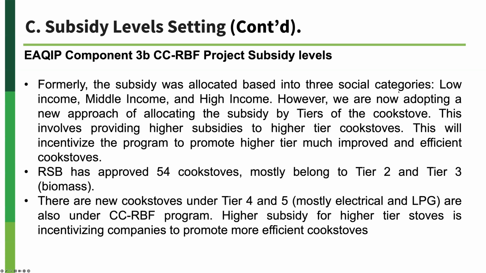And of course, the subsidy level we set was offering. Basically, in our program we are in transition, where we used to have the subsidy allocated based on social category: low income to be highly subsidized, then middle income and higher income. However, now we are adopting a new approach of allocating the subsidy based on tier categories, meaning the cleaner the stove, the higher the subsidy. So far we have 54 cook stoves approved, mostly between tier 2 and tier 3, and of course other cleanest cook stoves falling under tier 4 and tier 5.